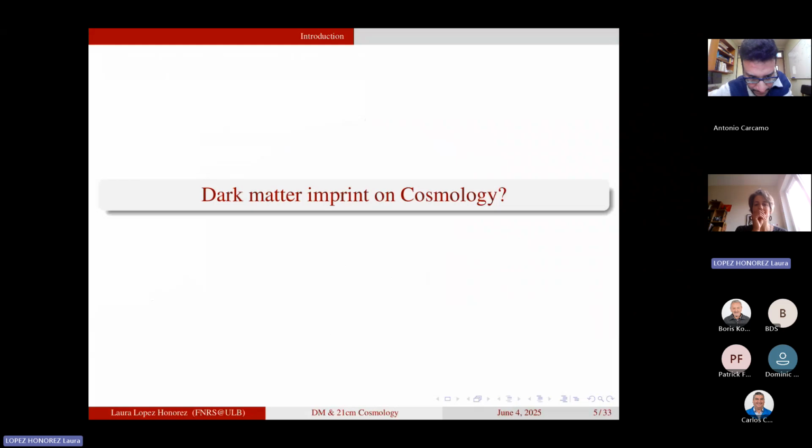No? Okay. So there are many imprints of dark matter that we can look for in cosmology. I'm sorry, I'm going to cough again, so I'm going to get some water.